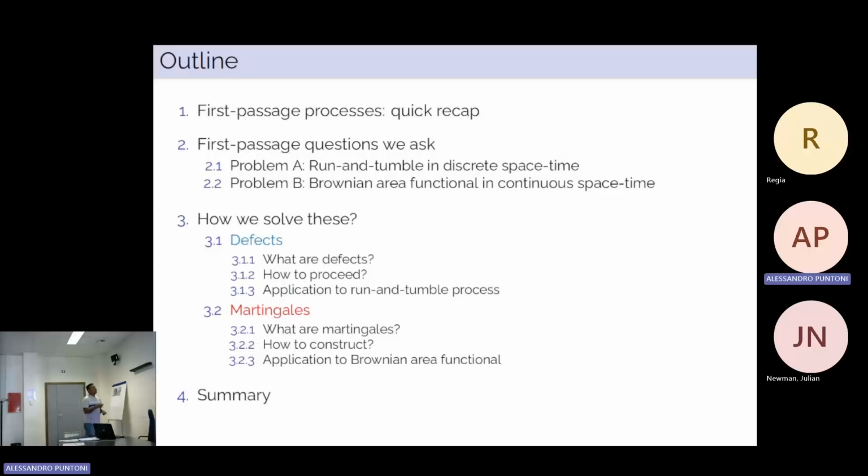As you can see, this is the outline of the talk. First, I will give a quick recap of first passage, and then I will take two very specific problems: run and tumble in discrete space-time, and a Brownian area functional in continuous space-time. I will tell you what question I ask, how I solve these two problems, and how defects and martingales can be two techniques or tools that you can use to solve this kind of problem.